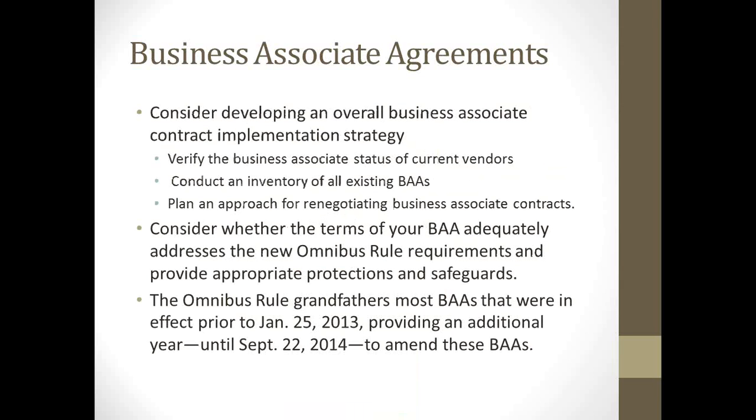Your practice might want to consider developing an overall business associate contract implementation strategy, which would also include verifying the business associate status of current vendors, conducting an inventory of all existing BAAs, and planning the approach for renegotiating business associate contracts. Covered entities should also take this opportunity to consider whether the terms of the covered entity's BAA form adequately address the new Omnibus rule requirements and provide the appropriate protections and safeguards.